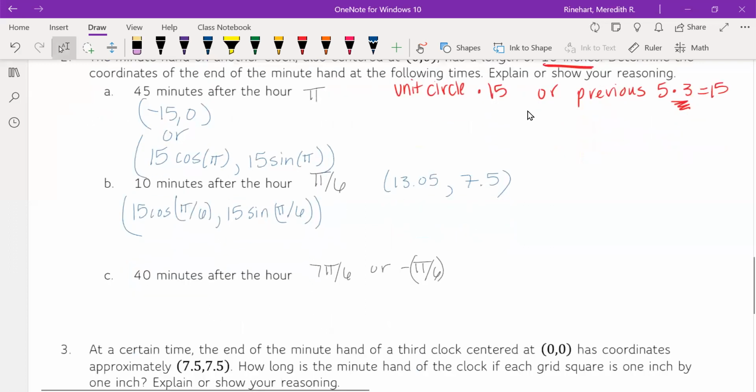And then the next one, again, you could use 7 pi over 6. You could do the opposite of pi over 6. There's a lot of different possible answers on this one. But they're all going to be correct, no matter what you pick.